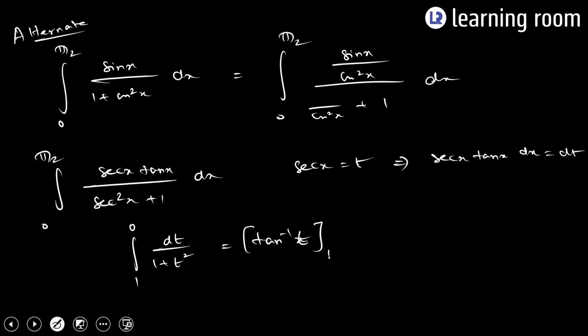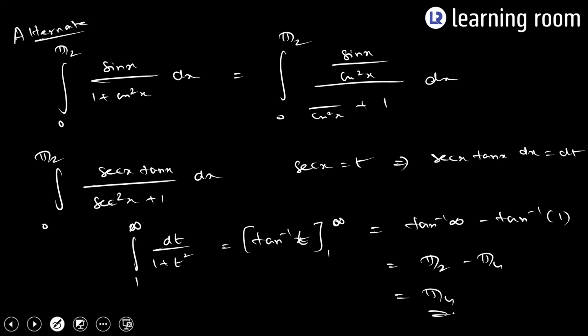Tan inverse t from 1 to 0. Limits are wrong. So x is equal to 0, t is equal to 1, and x is equal to pi by 2 gives t as infinity. Oh, it is infinite. I'm sorry. Then it should be infinity. Now, tan inverse of infinity minus tan inverse of 1. You got the answer? Pi by 2 minus pi by 4, you still get pi by 4.